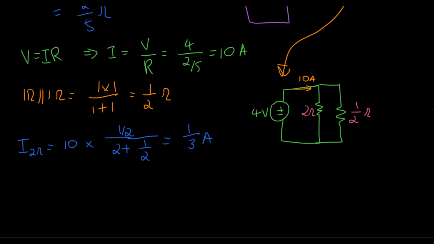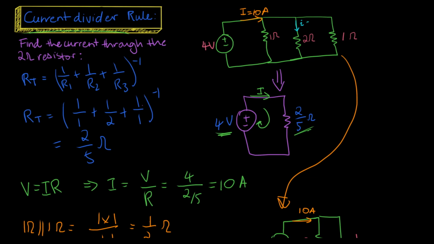So there we go. We just found the little current I from our original circuit to be 1 on 3 amps. And you can repeat that process the exact same way for the other 2 branches as well.